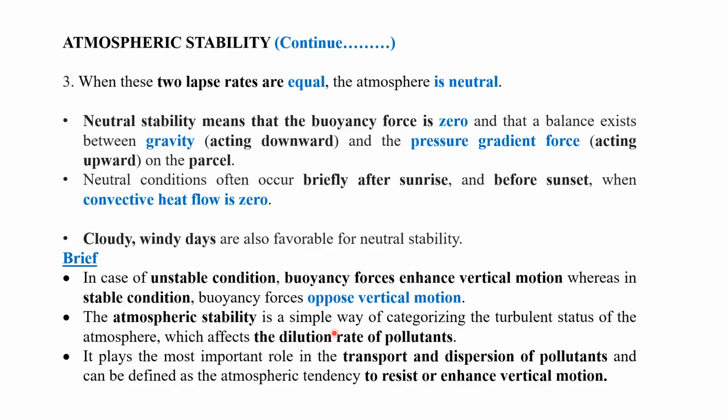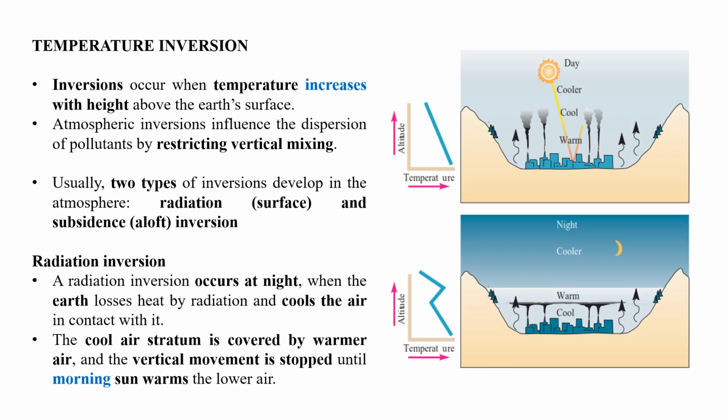Atmospheric stability is a simple way of categorizing the turbulent status of the atmosphere, which reflects the dilution rate of the pollutant. It plays the most important role in transport and dispersal of pollutants and can be defined as the atmospheric tendency to resist or enhance vertical motion. Next, our next topic is temperature inversion.